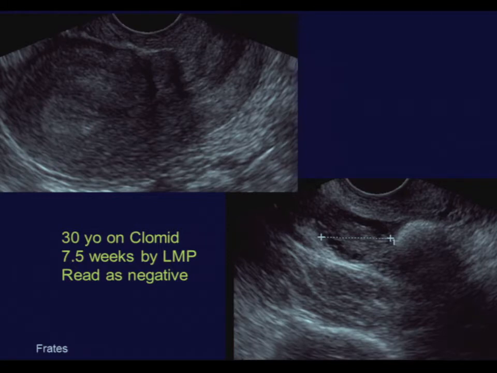Here's a recent case that we saw at the hospital. This is a 30-year-old patient who was taking Clomid to attempt to get pregnant. And based on her last menstrual period, she should be 7.5 weeks pregnant with a positive pregnancy test, and came into one of our outside offices where the study was read as negative for an intrauterine pregnancy. You could see the decidualized endometrium here, and here's a picture of the right ovary read as normal.